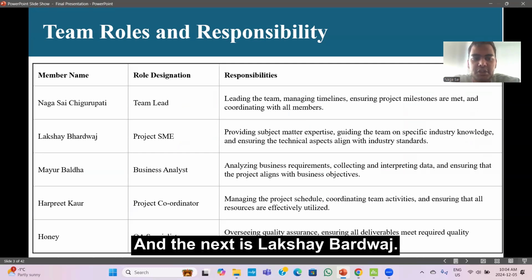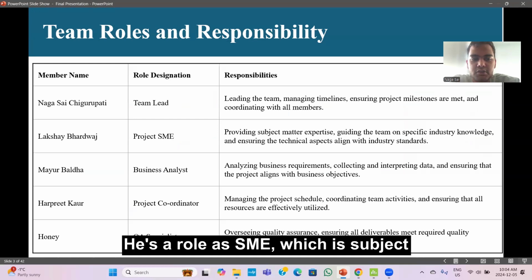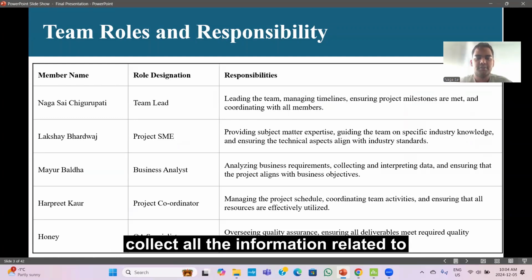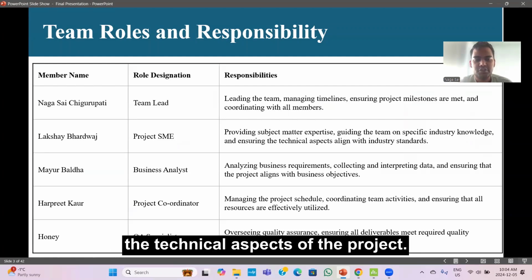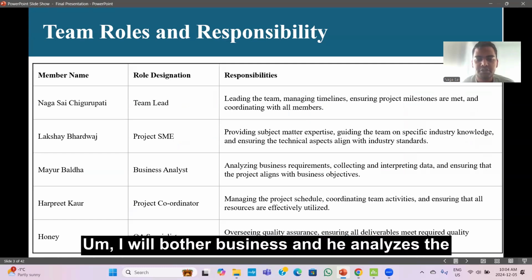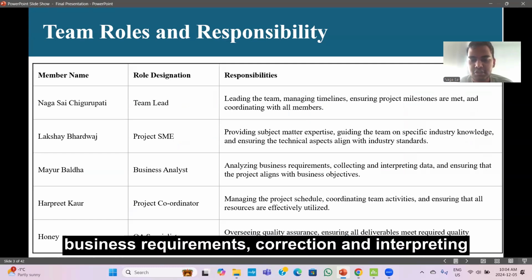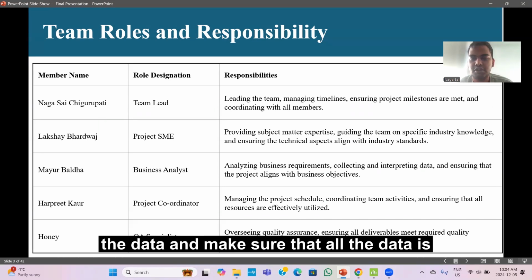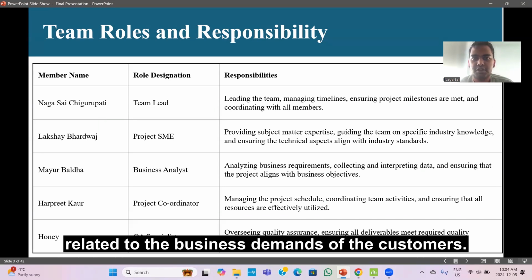And the next is Lakshay Bharadwaj. His role as SME, which is subject matter expert, is to provide guidance and collect all the information related to the technical aspects of the project. Mayur Balda, business analyst, analyzes the business requirements, collects and interprets the data, and makes sure that all the data is related to the business demands of the customers.